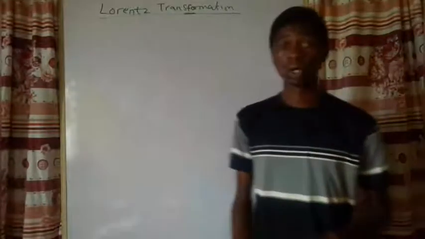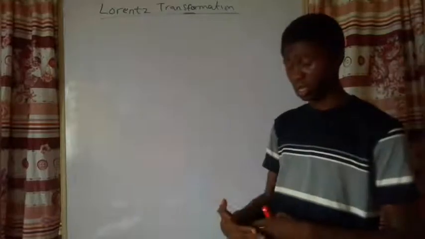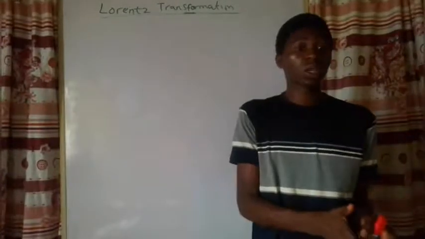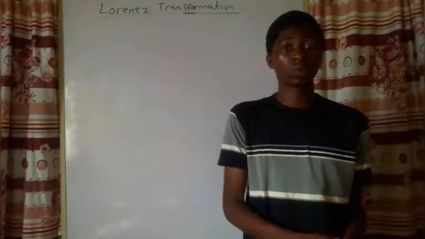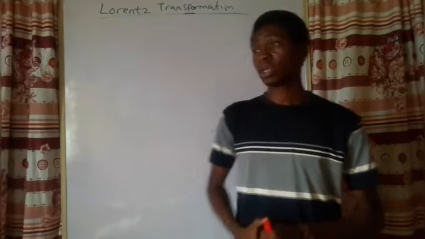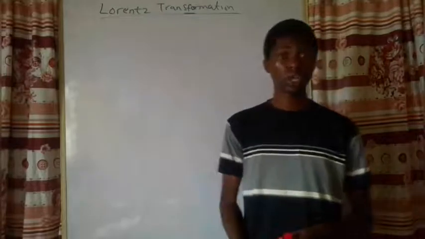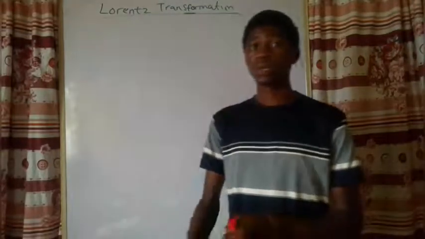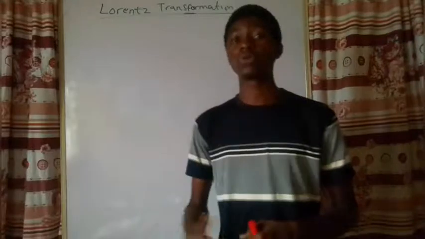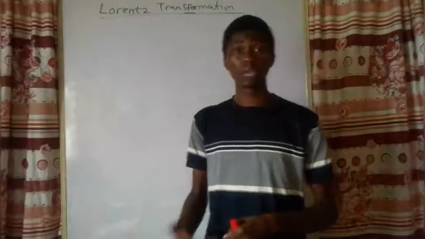Lorentz transformation came up after the Michelson-Morley experiment. They tried to carry out an experiment to determine the velocity of the Earth, and one of the postulates of relativity is that you cannot determine your velocity. They tried to use the velocity of light to determine the velocity of the Earth, and also to check if light needs a medium for it to travel, that is luminiferous ether. They carried out that experiment, but it failed to give them their expected results.